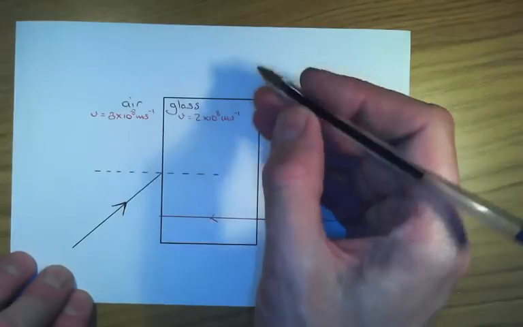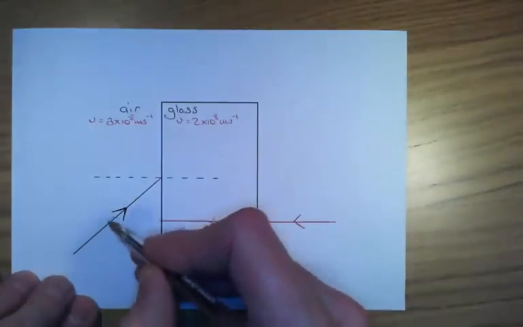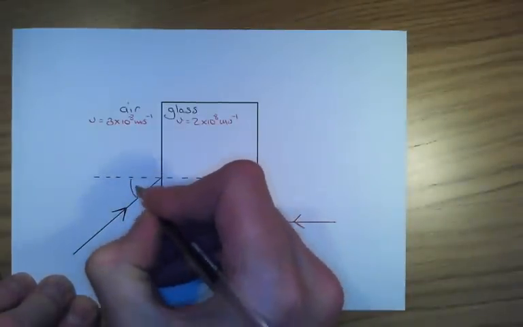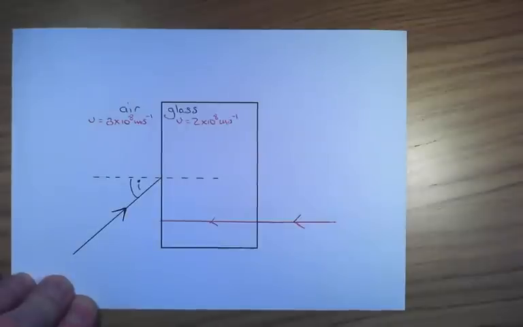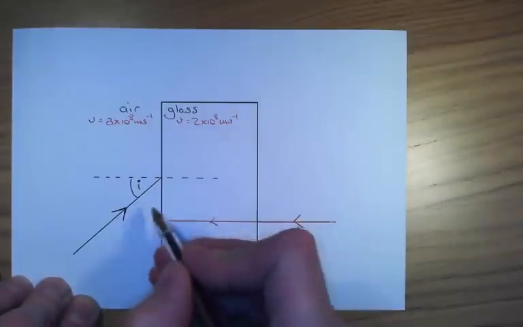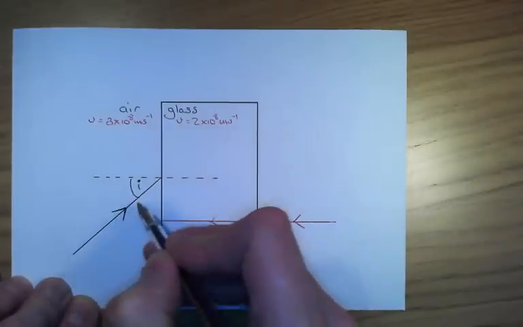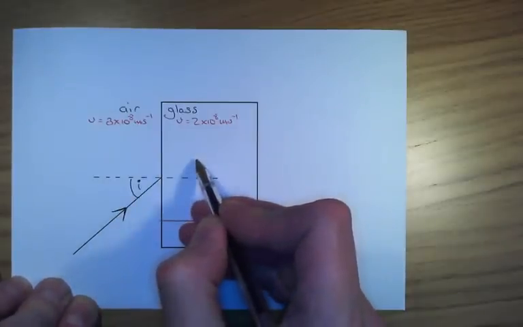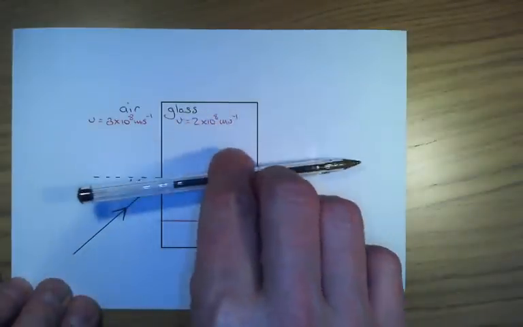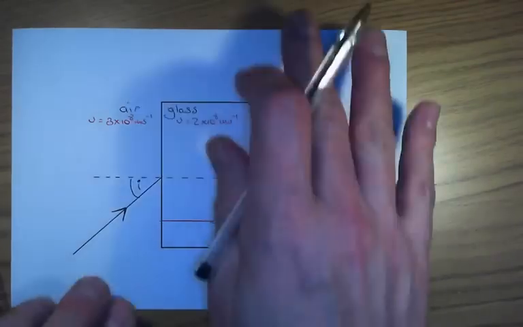So if we have this angle here in air, this is what's known as the incident ray, and this is the angle of incidence. Okay, in this case, the angle in air is the angle of incidence. And what we do know is as the light passes from air into glass and it slows down, this ray is actually going to be moving downwards, it's bending towards the normal.